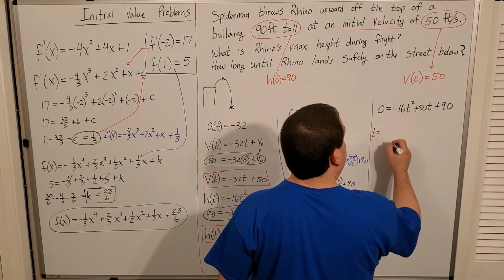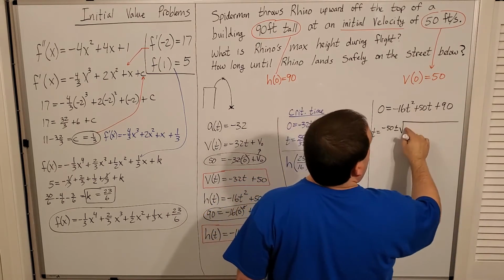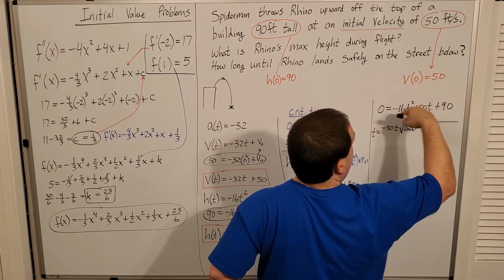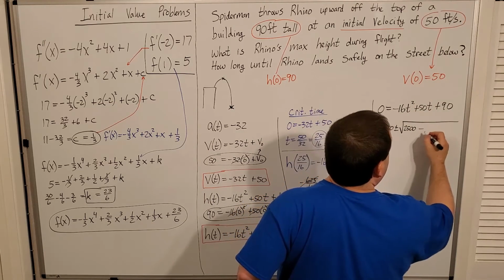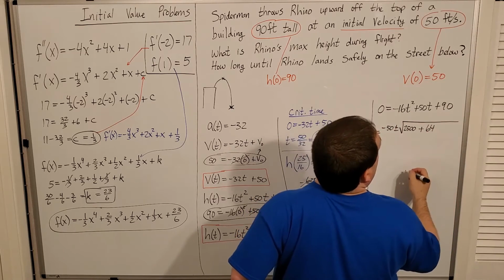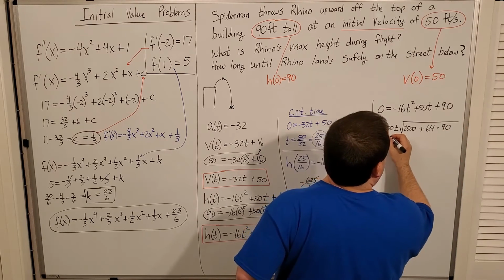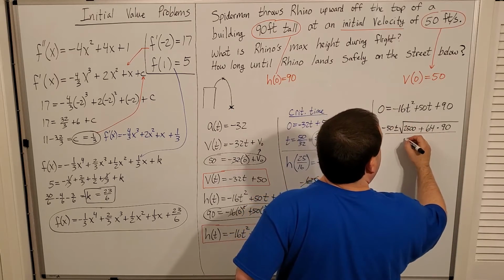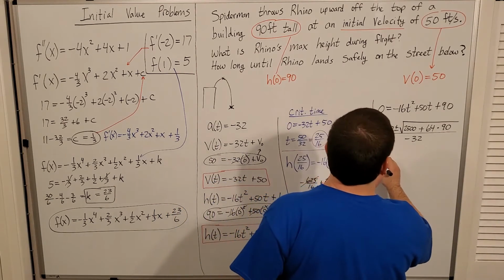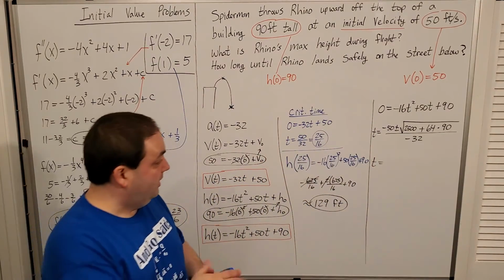So t equals negative 50 plus or minus the square root of 50 squared, which is 2,500, right? 5 and 2 zeros. Minus, so plus 4 times 16, which is 64, times 90, all over 2 times a, which is 2 times negative 16, which is negative 32. Okay? So from here, let's just crunch, because I'm not going to be able to do that square root by myself anyway. That's going to be a nasty decimal.